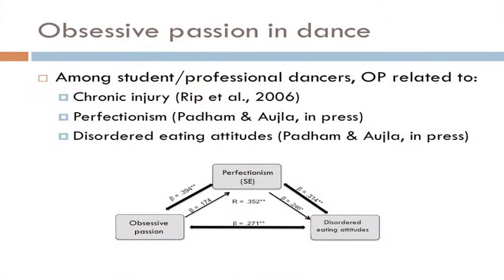We also found in recent research with professional dancers that obsessive passion was related to perfectionism. And we heard a lot about perfectionism this morning, particularly thinking about characteristics like a need for approval, ruminating and concerns over mistakes, and perceived pressure from significant others. This was also associated with disordered eating attitudes. Now, interestingly, there's a lot of research in other domains that's related perfectionism to disordered eating attitudes, and in particular self-evaluative perfectionism, which is the type of perfectionism that we heard about this morning.